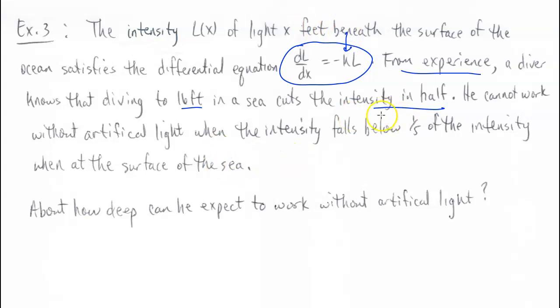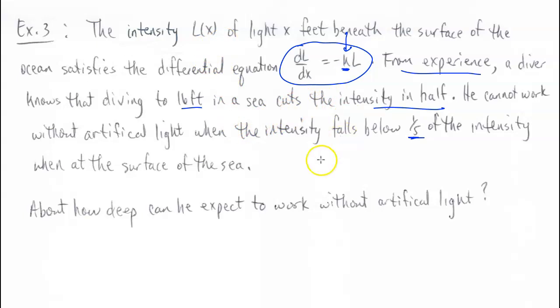The next sentence lets us know at what intensity level, or L of x level, we're not going to be able to see anything. What we need to do is find out the corresponding x value, meaning how deep we are when we reach this level. So we have two things to do. The first is to figure out what L of x is going to look like, and what the value k is that goes along with it.